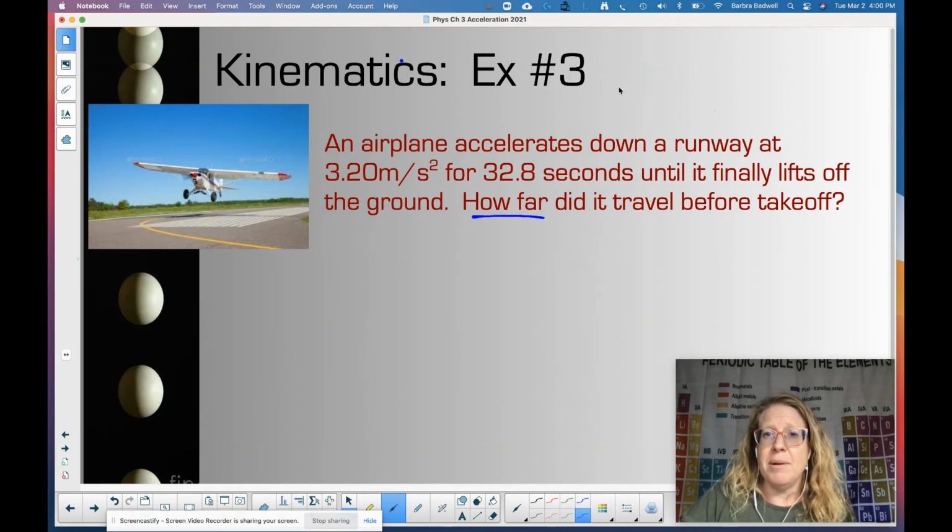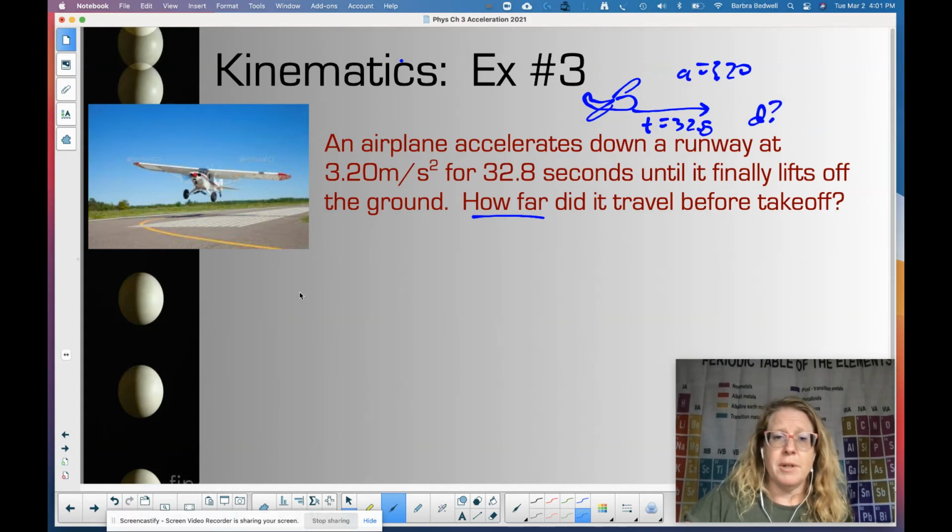I'm not sure how I would draw a plane. Plane like this. There's its wing, there's its other wing. It's accelerating this way, right? So it's accelerating down the runway. A equals 3.20. Its time is 32.8 seconds. And it's going to eventually lift off, and then we're trying to find displacement, right?